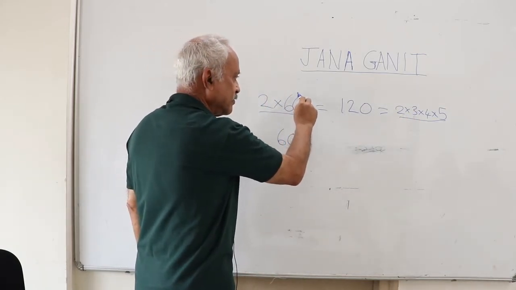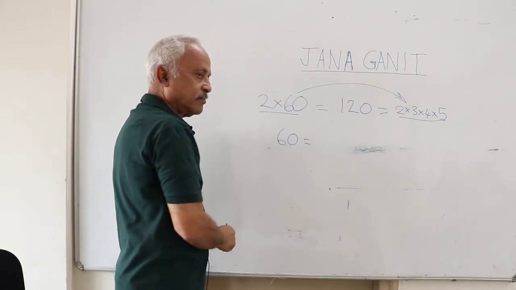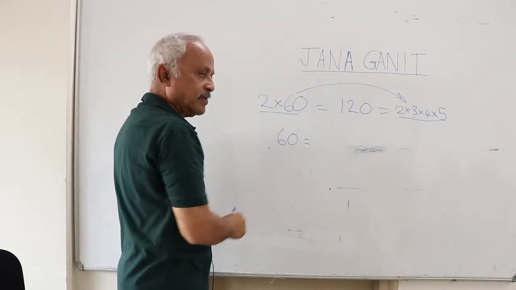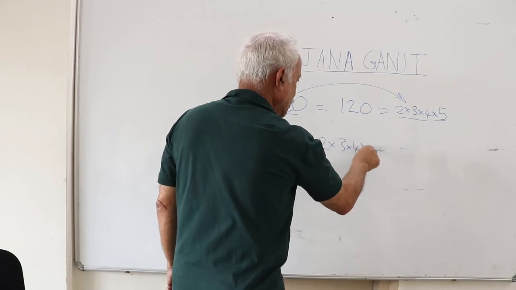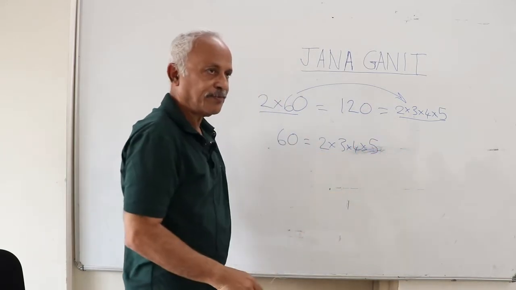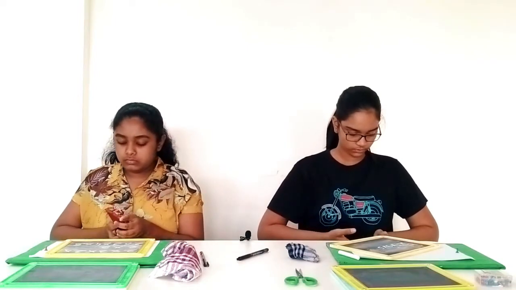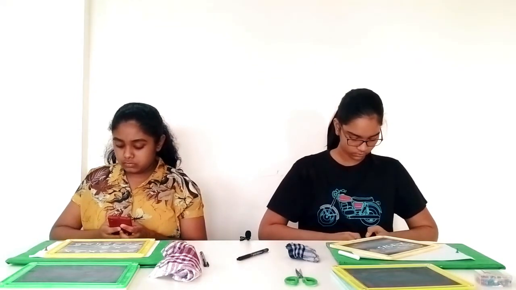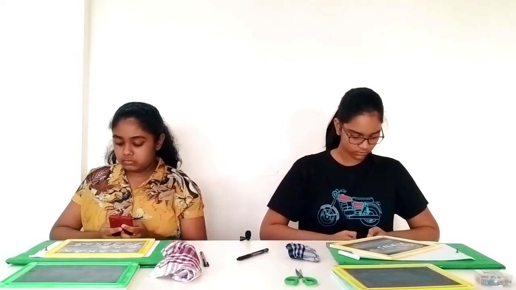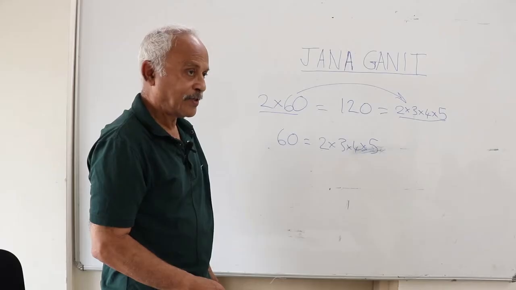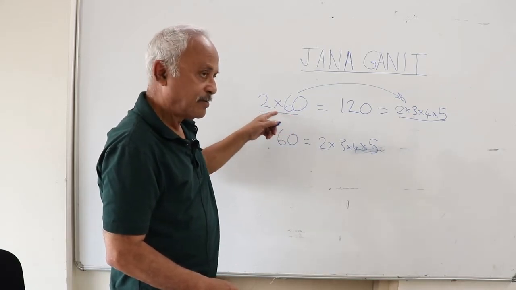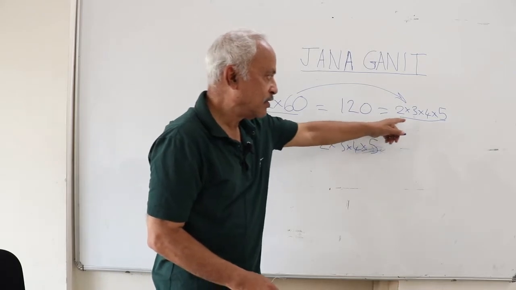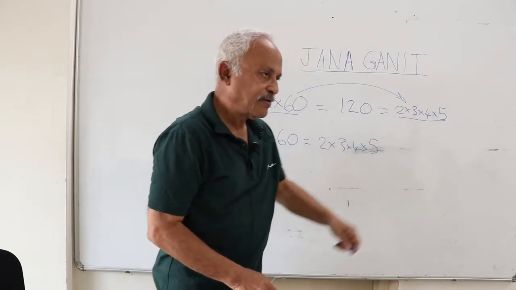These two are equal. This and that are equal. So what is 60 equal to? 2 into 3 into 4 into 5? Do it on the calculator. So 60 is not 2 into 3 into 4 into 5. This 2 into 60 is 2 into 3 into 4 into 5. So what is 60 equal to?